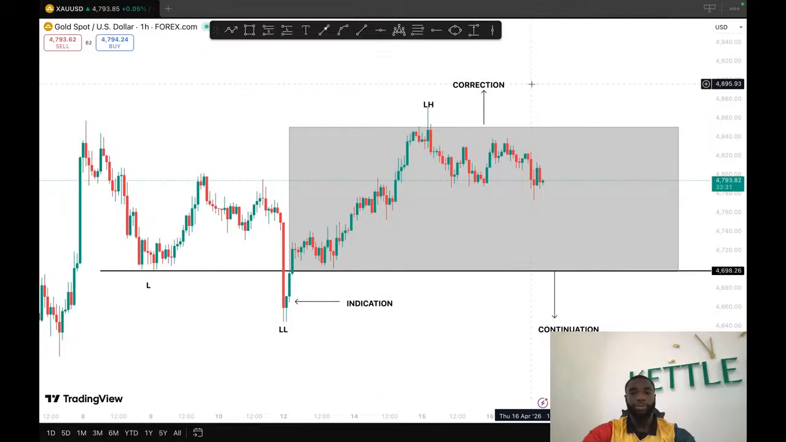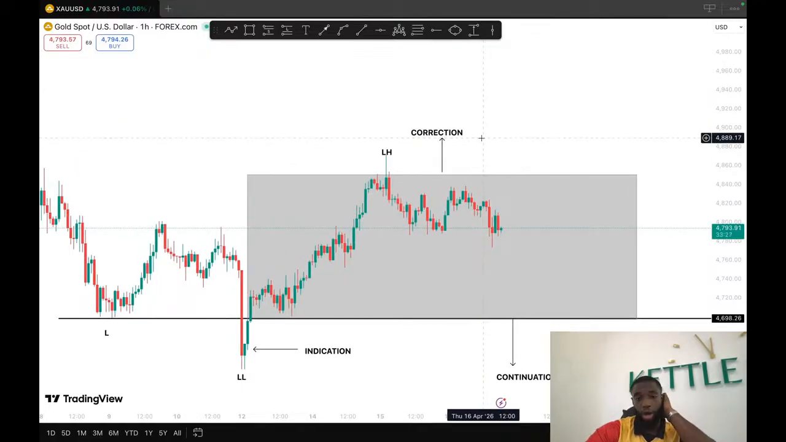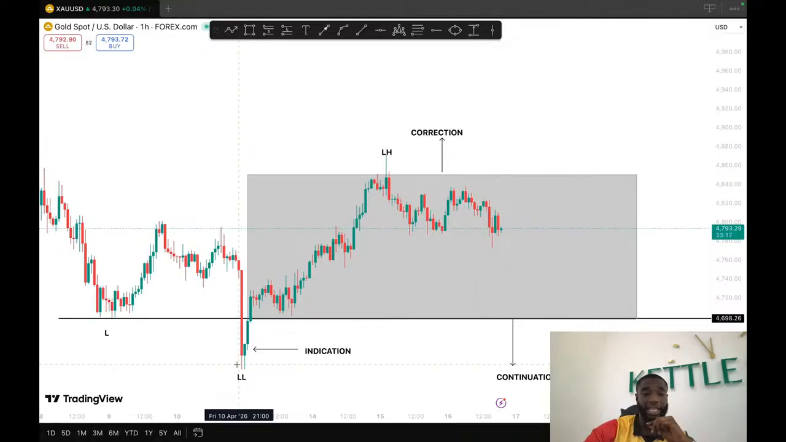So I'll just keep this up. You can just take a screenshot of this and then make sense of it. I hope you understand everything, because it's very simple. It's not that difficult. Price moves in waves. It will make an indication, a correction, and a continuation. If price breaks above here, that means the trade is now invalid. Now it's on its bull run. And vice versa.